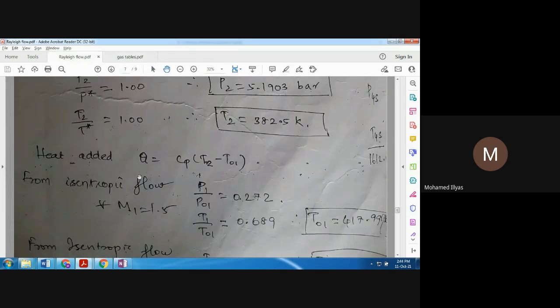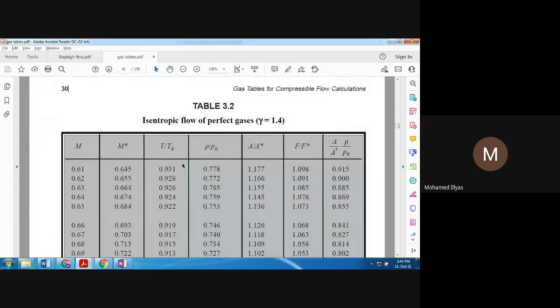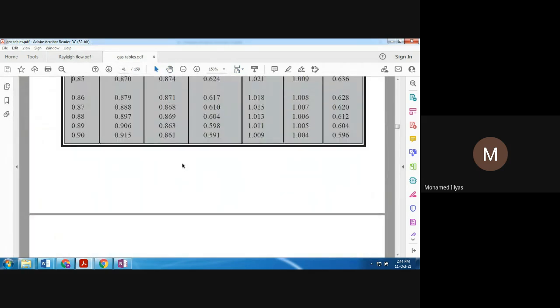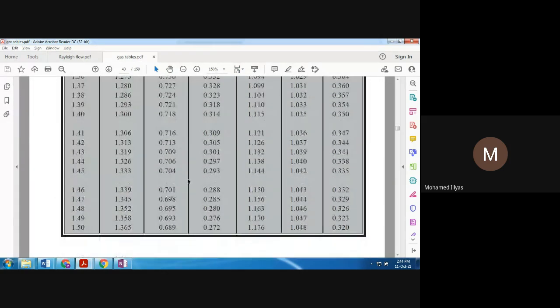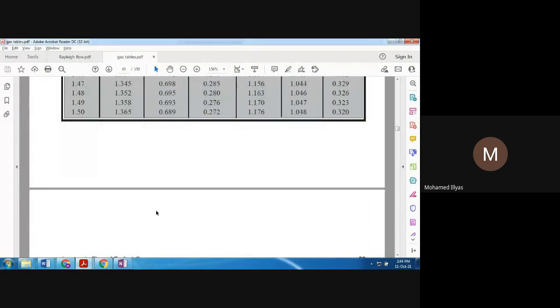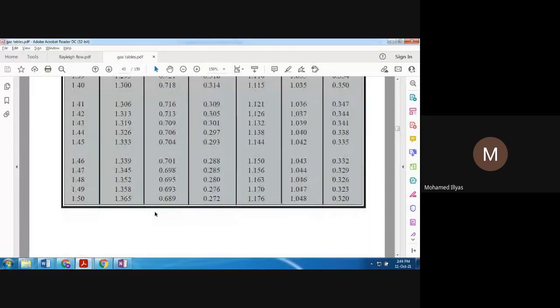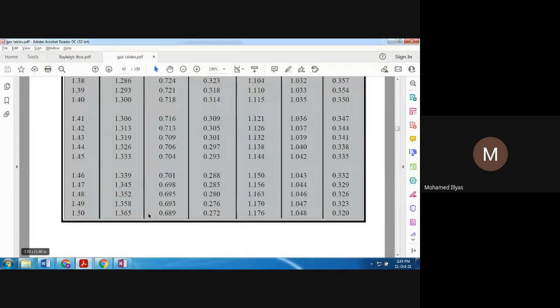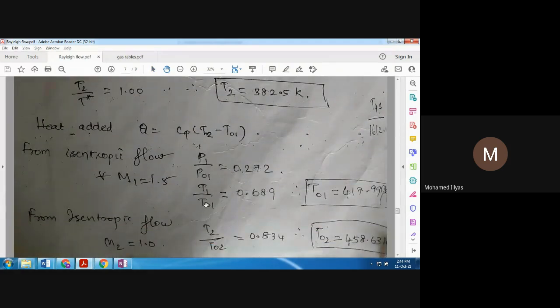M value as 1.5. Isentropic table, P by P0 and T by T0 can be used. So for 1.5, what is the third column? So 1.5, 0.689. So 1.5 it is 0.689.